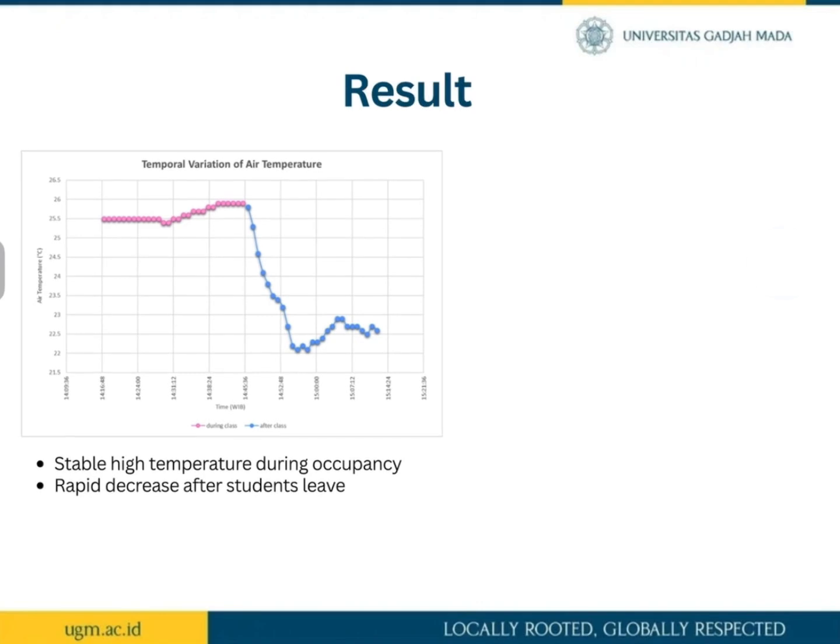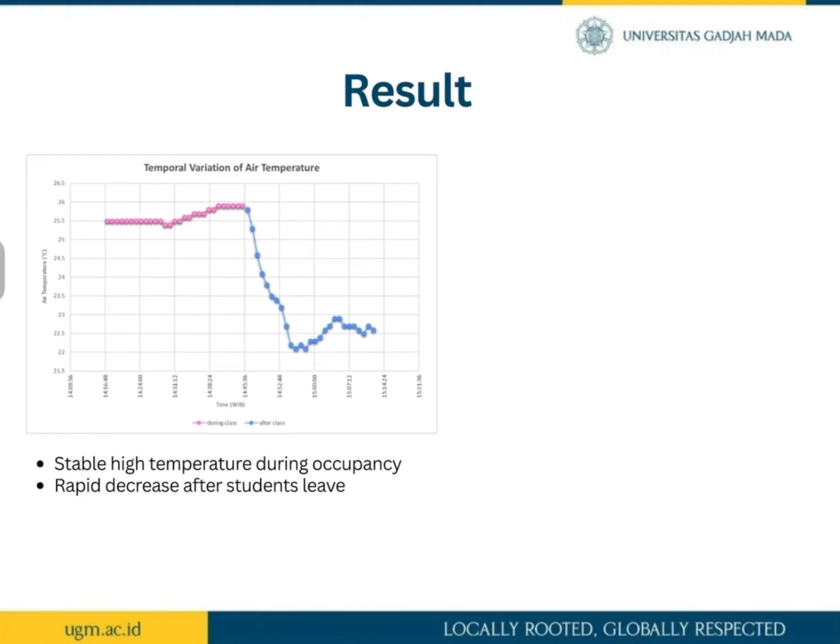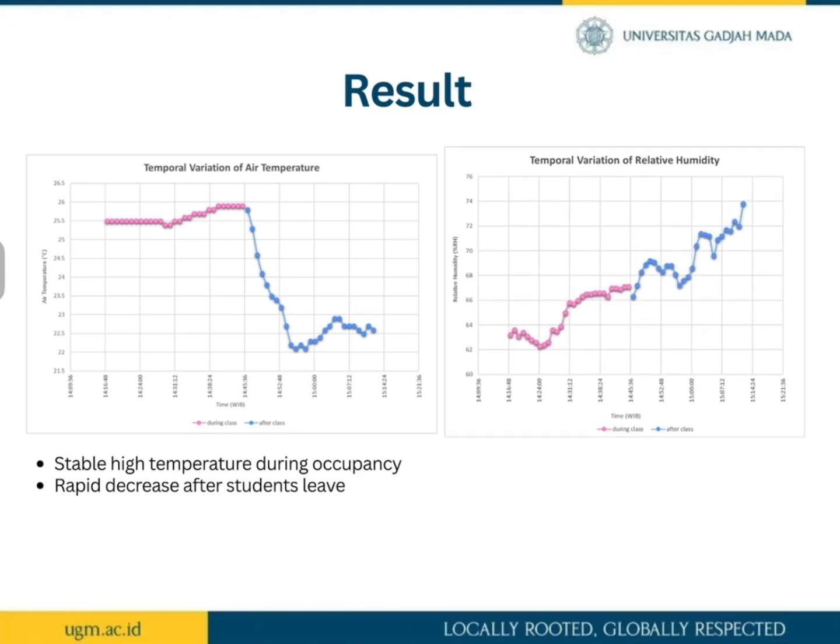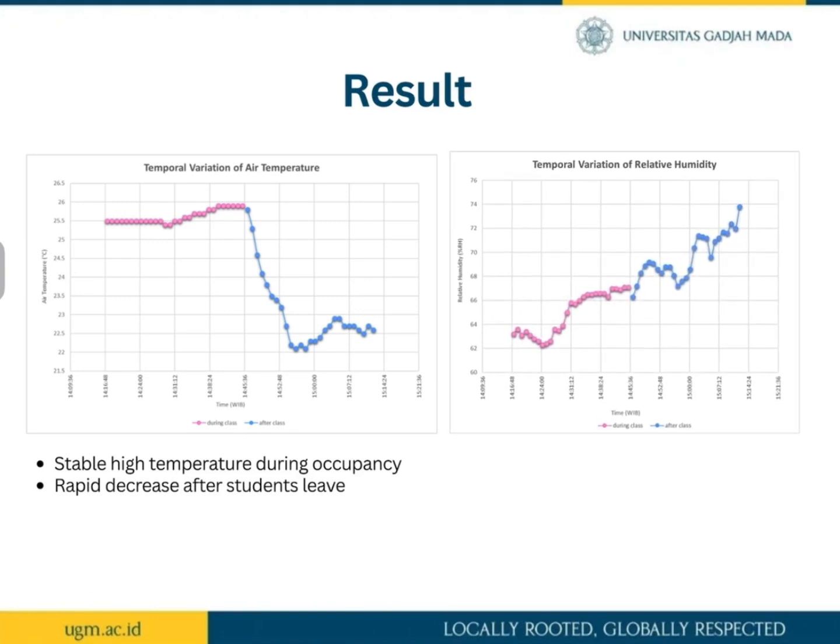Moving to the next slide, two time series graphs are presented. The graph on the left illustrates the variation of air temperature over time. During the lecture session, the temperature remained relatively stable within the range of 25 to 26 degrees Celsius. After the students left the classroom, the temperature decreased quite rapidly, indicating a reduction in internal heat generated by occupants' metabolic activity. Meanwhile, the graph on the right shows the variation of relative humidity over time.